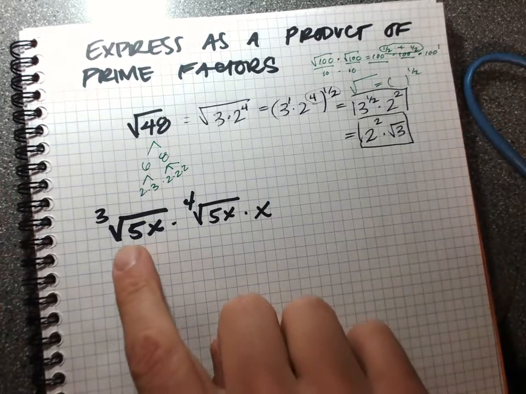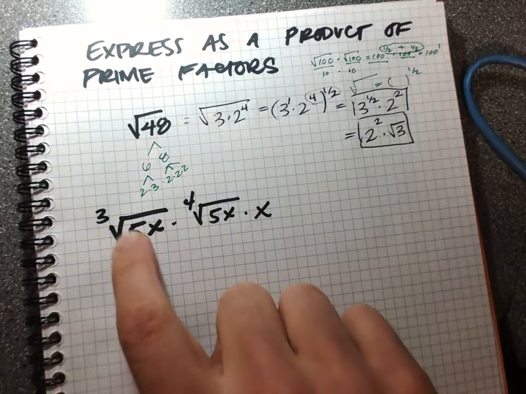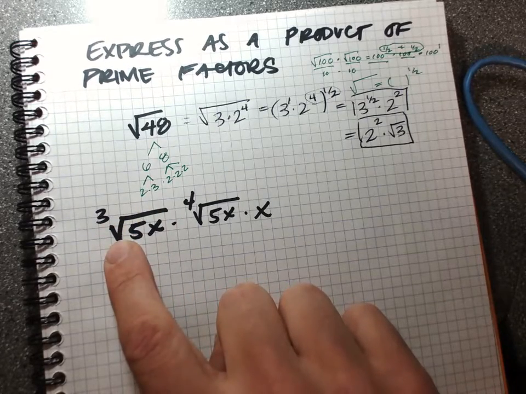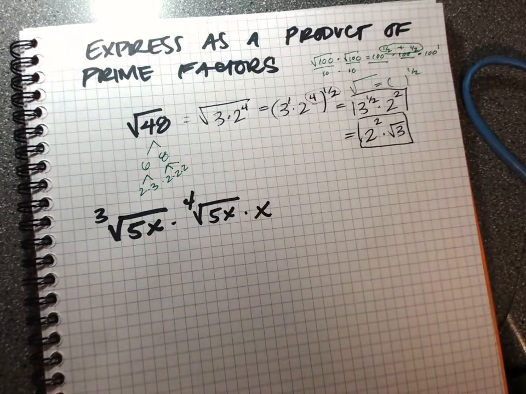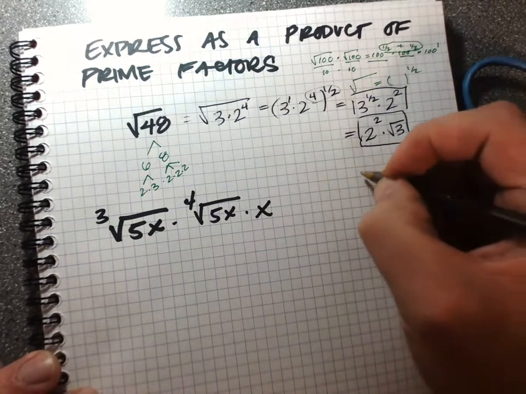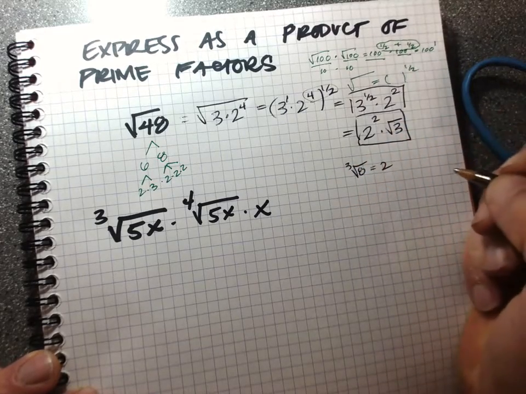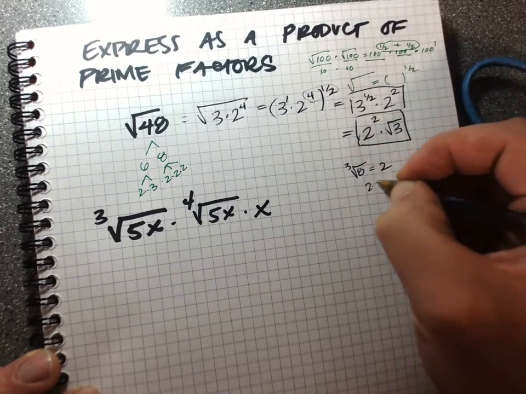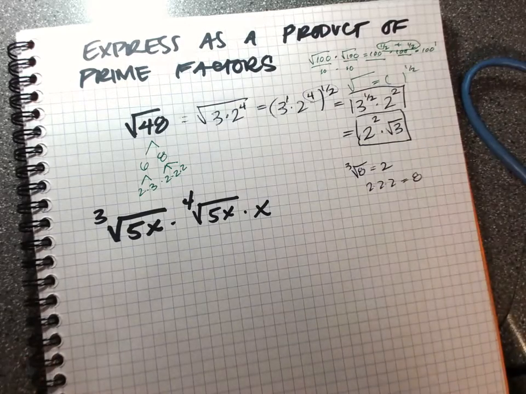Exercise a little bit harder this time. We've got a couple new symbols here. This is the 3 on the root symbol. This is not a square root. This is a cube root. And a cube root, for example, the cube root of 8 is 2, because 2 times 2 times 2, that is 3 factors of 2, produce an 8.